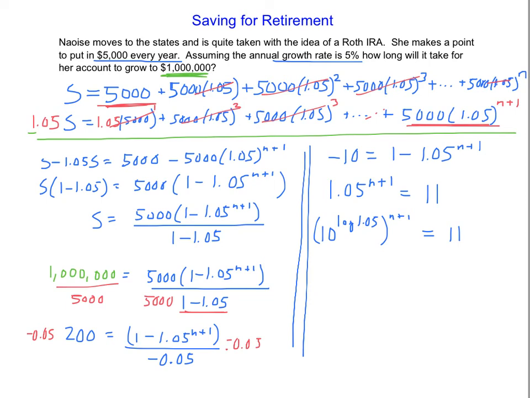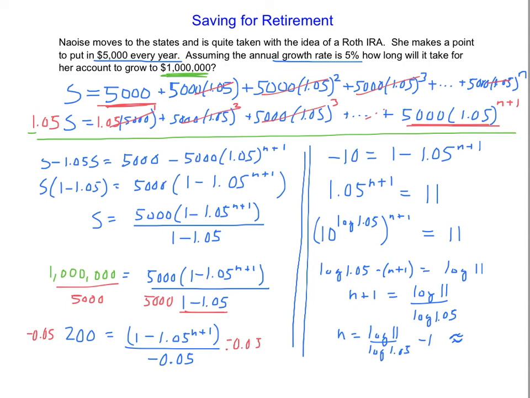So the log of this 10 to something, that's just going to be our exponent. And then we can divide. And at the end, we're going to have to subtract that 1. And this is about, when all is said and done, typing in 48.15 years. So a little over 48 years. 49 years will be good.